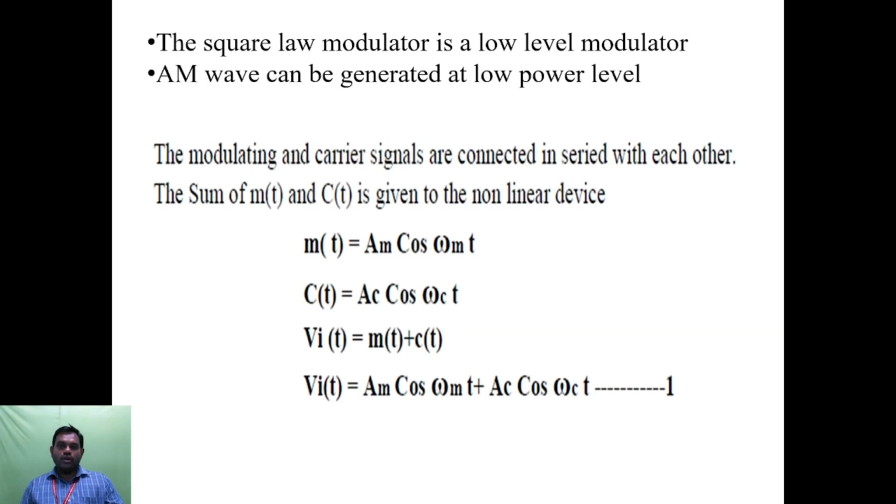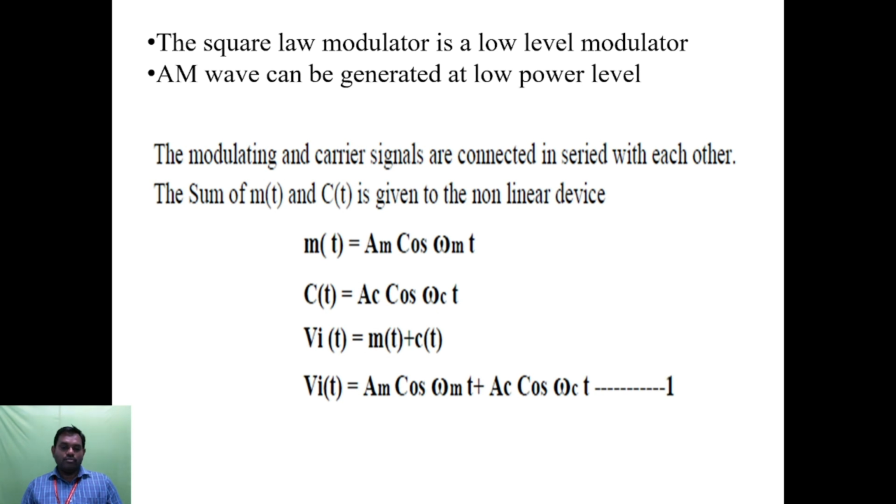So the square law modulator is a low level modulator, in which the AM wave can be generated at a low power level, meaning the value of power will be very small. It is not a high power signal. The modulating and the carrier signals are connected in series with each other. The sum of m of t and c of t is given to the non-linear device.